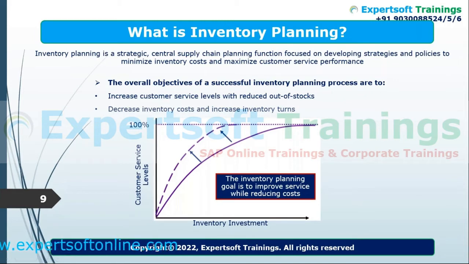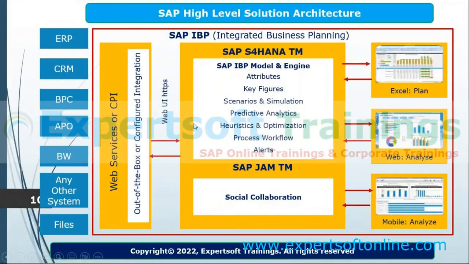So whenever you are going with inventory planning, if you see here, this curve is reduced to this. So whatever the service level you are achieving by investing this much, you can achieve by investing a lesser amount only. Okay, so this is how inventory planning helps you to reduce your inventory cost rate, and it increases your customer service levels.